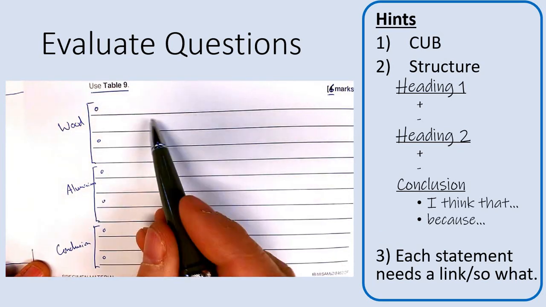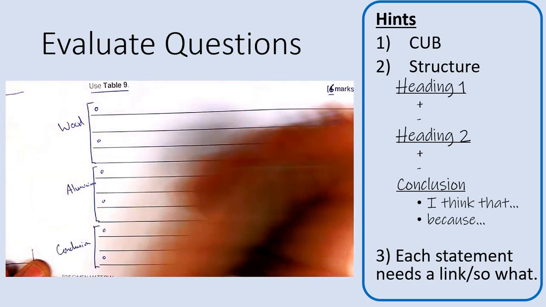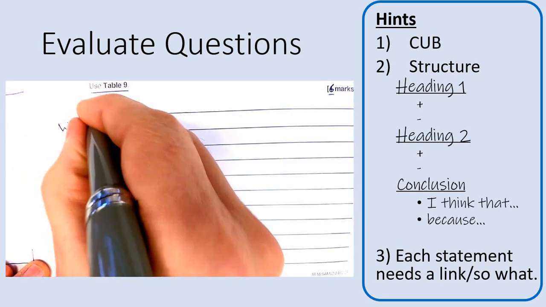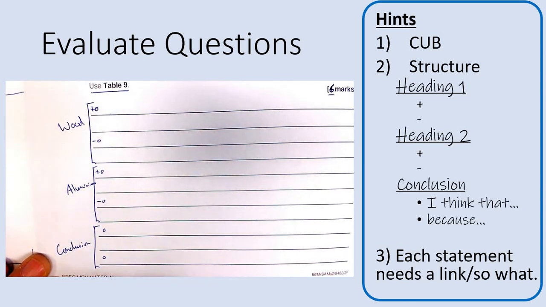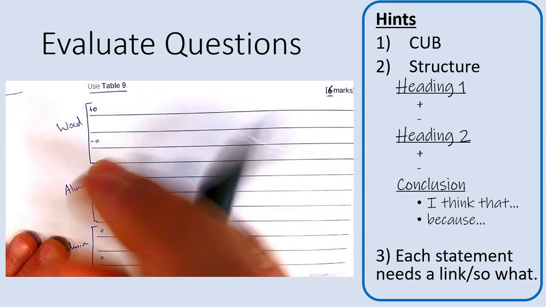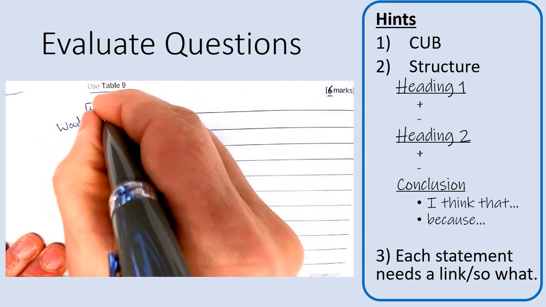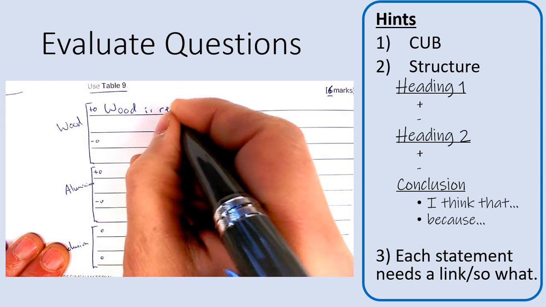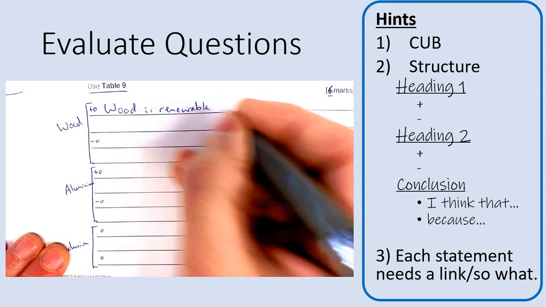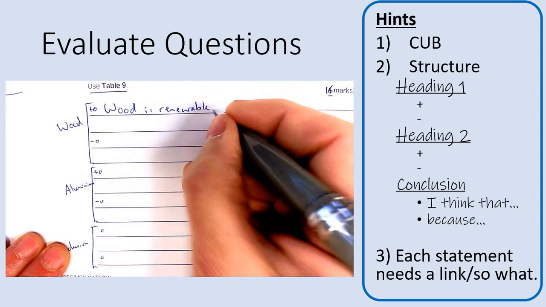Well, that's fine. If I run out of space for this line, I'll get some extra paper if I need it. Right, next thing, because it's an evaluation question, that's going to be positive, that's going to be negative, positive, negative, and these 2 points down here can be something else. So, look at my table. What's positive about wood? Well, I know wood is renewable. That's a positive.